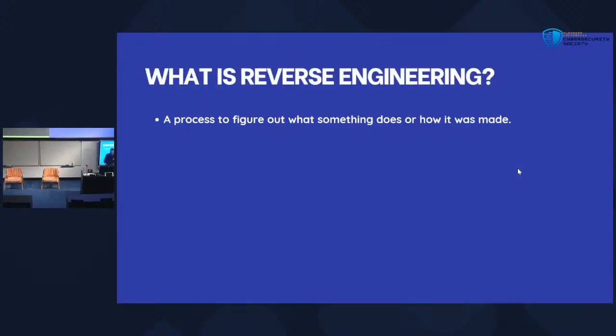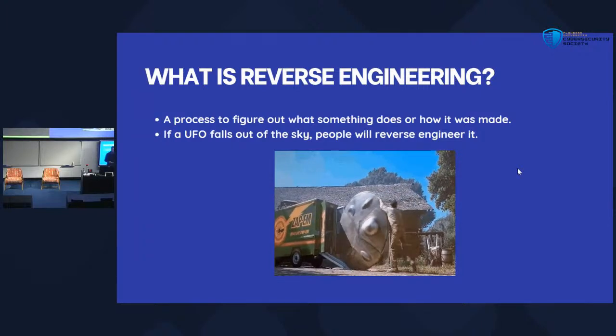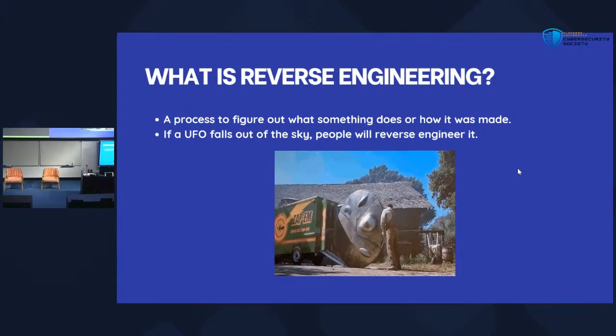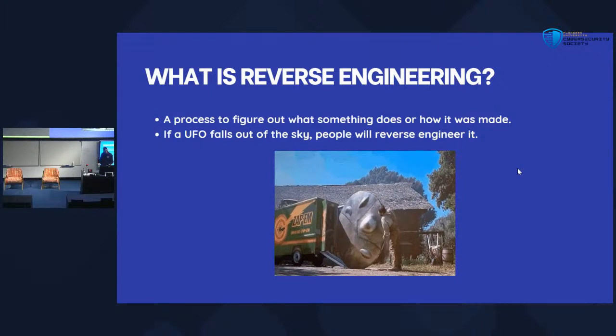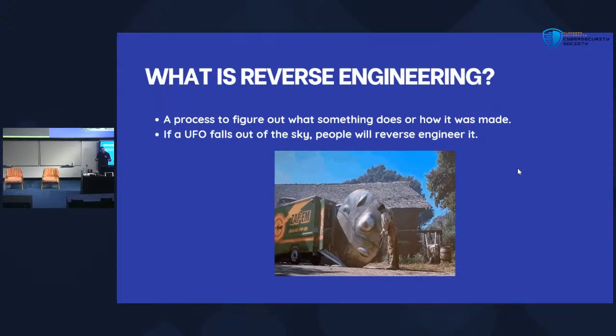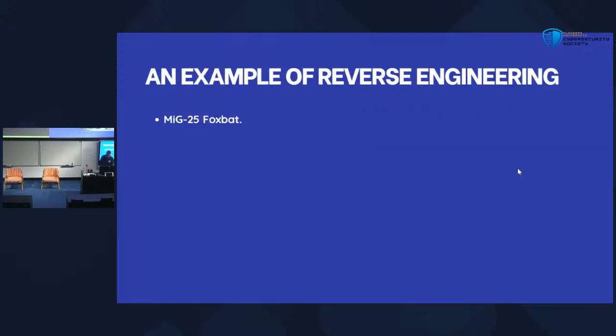So what is reverse engineering? Fundamentally, it's a process to figure out what something does or how it was made. If a UFO falls out of the sky, people will reverse engineer it. What is this? How was it made? How does it work? Was it meant to fall out of the sky? Maybe. We're only going to find out by reverse engineering it to find out what it's supposed to do.